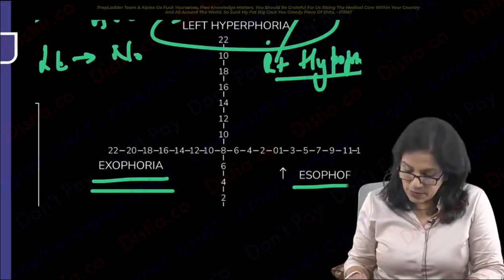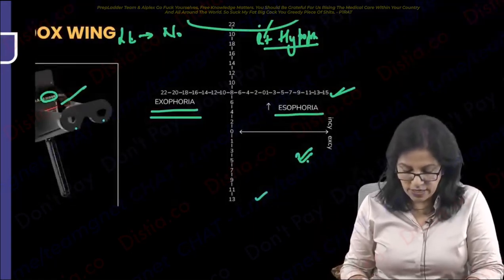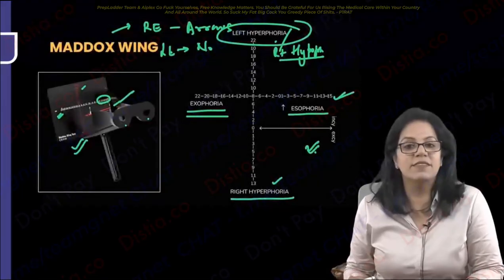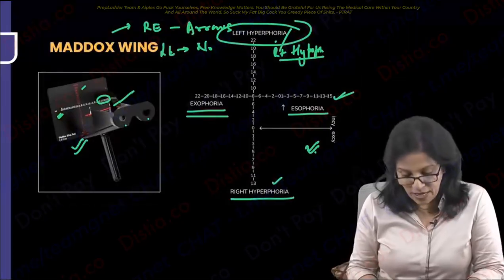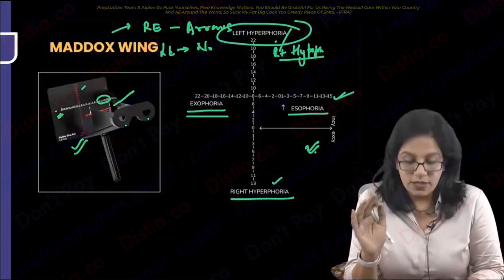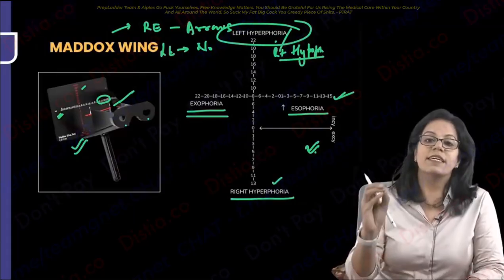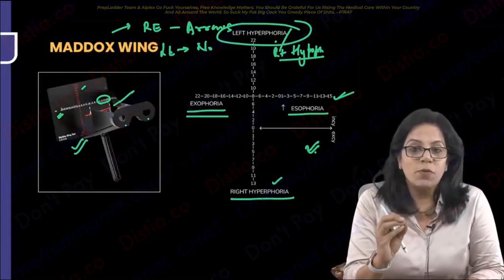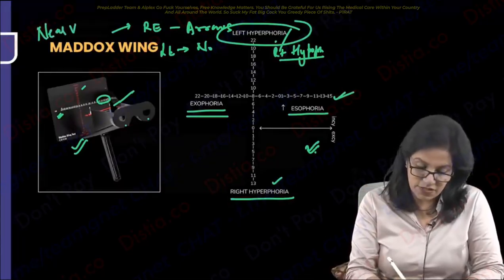Okay? And this was eso and this is there. Even the torsion can be checked. In intorsion and extorsion, there is another arrow for that. We will not go into that detail, just understand this much. Right? So that was about your Maddox wing. Maddox wing is the same principle, creating diplopia, but for near vision. It is a differential image test for near vision.